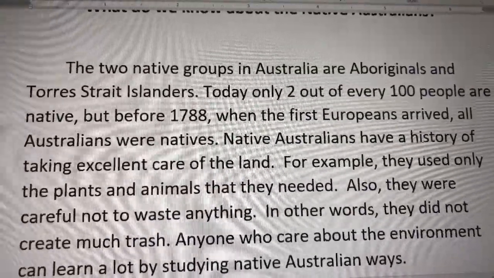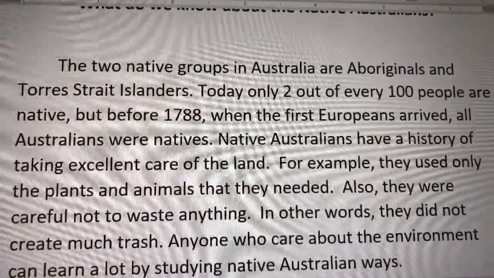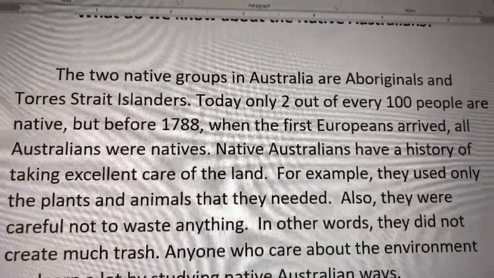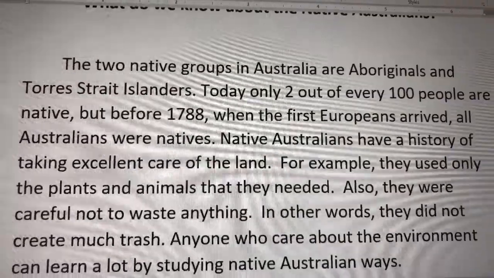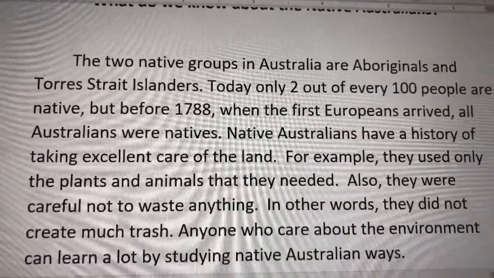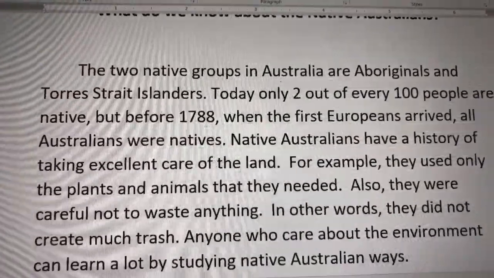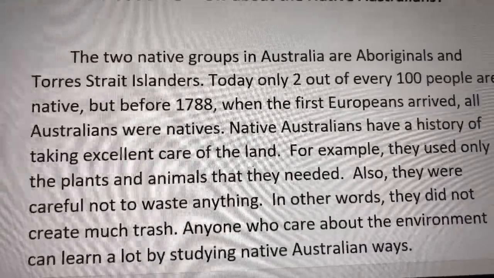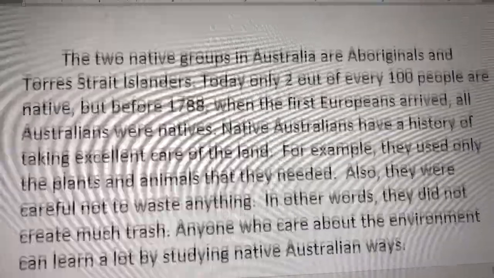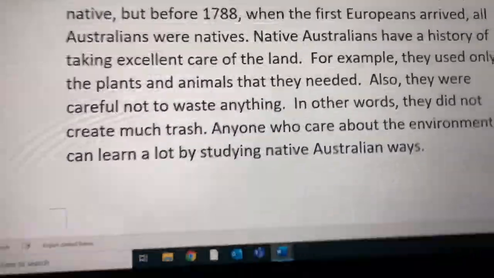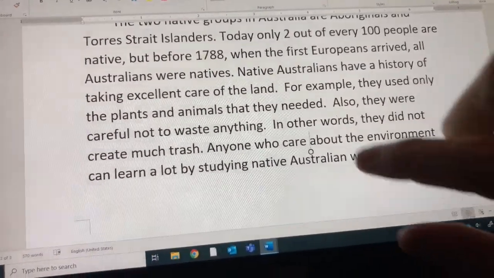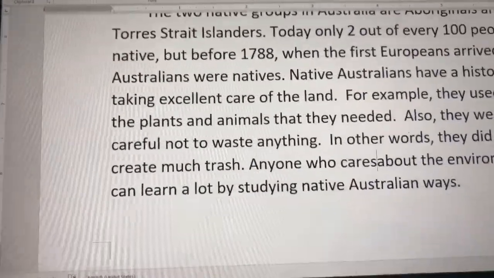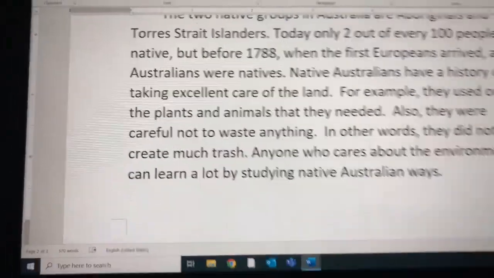Native Australians have a history of taking excellent care of the land. For example, they used only the plants and animals that they needed. Also, they were careful not to waste anything. In other words, they did not create much trash. Anyone who cares about the environment can learn a lot by studying native Australians. And I see where I need to put an S next to the word care because I picked up on it when I reread. Always important to reread.